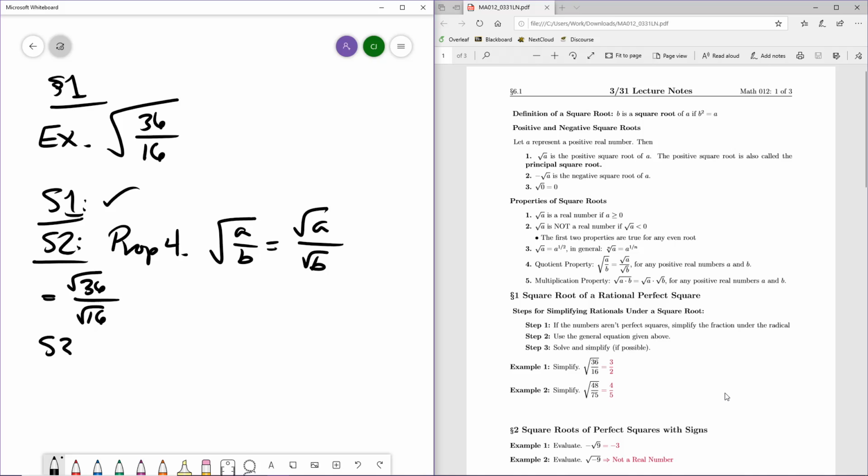Now step 3. Step 3 says solve and simplify if possible. The square root of 36 is 6 because 6 squared is 36. And the square root of 16 is 4 because 4 squared is 16. Now we have to see if we can simplify. 6 is an even number, 4 is an even number. Since they're both even, I know for a fact that they are both at least divisible by 2, and in this case, that's the GCF. If I divide top and bottom by 2, what do I get? I will get 3 over 2. And this is our answer.